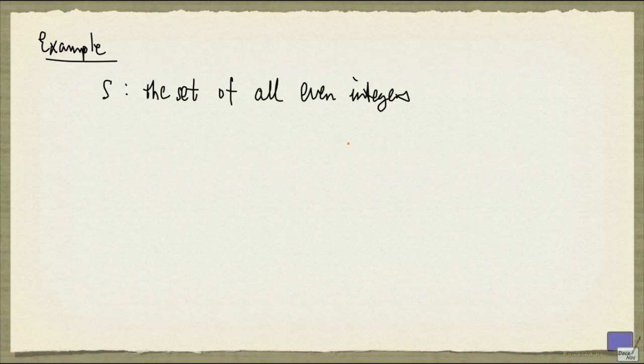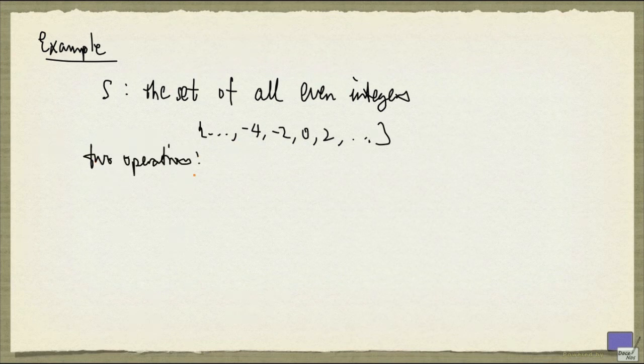So for this example, we're going to let S be the set of all even integers. The even integers are the integers that are divisible by 2. For example, you can have -4, -2, 0, 2, and so on. And we're going to have 3 operations, 2 of which are as follows. The usual addition and the usual multiplication, which we'll represent by a dot. So we are allowed to add and multiply any 2 numbers from the set S. These 2 operations are binary operations because they apply to 2 elements.